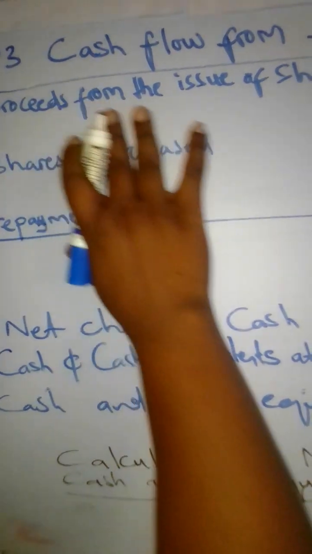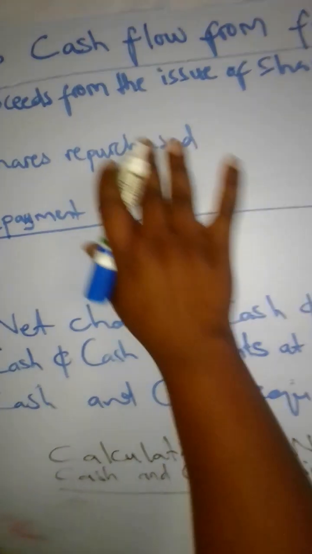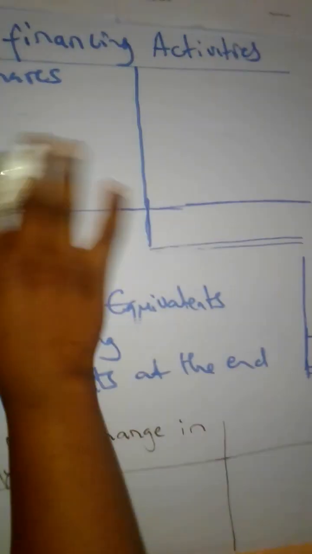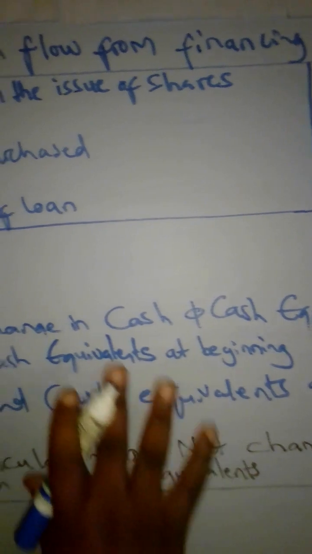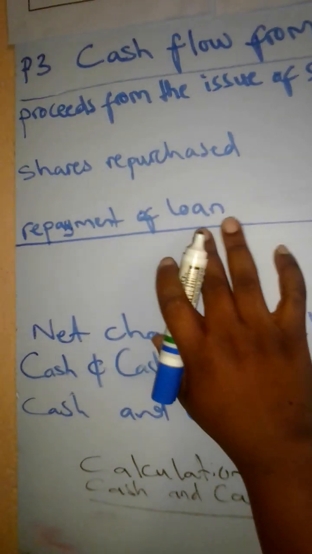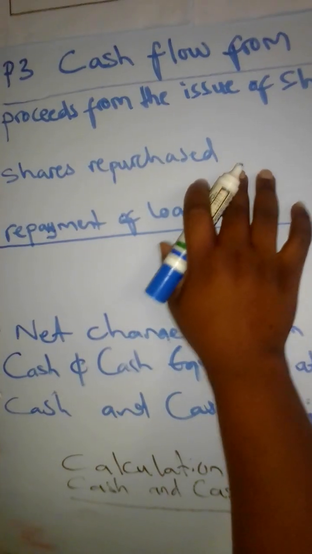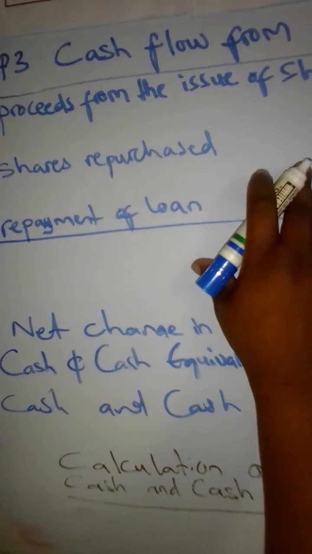Now we are on part 3 of the cash flow statement. We are looking at the cash flow from financing activities. We are done with the cash flow from operating activities and investing activities. Now we are looking at the last section, whereby we look at the proceeds from the issue of shares, the shares repurchased, and then the repayment of the loan.